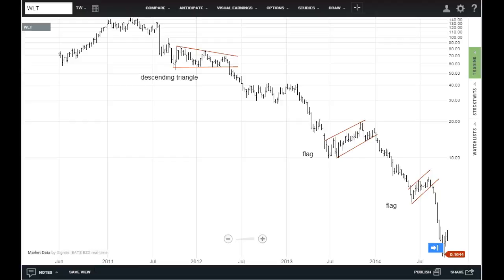The two patterns on the right are called flag patterns, and these are the most common types of continuation patterns. They're named for looking like a flag flying on a flagpole. I know that would be more clear if this were a rising trend for this stock, but it's a falling trend. You can see the flagpole. Perhaps this is your flagpole, and then there's the flag portion.